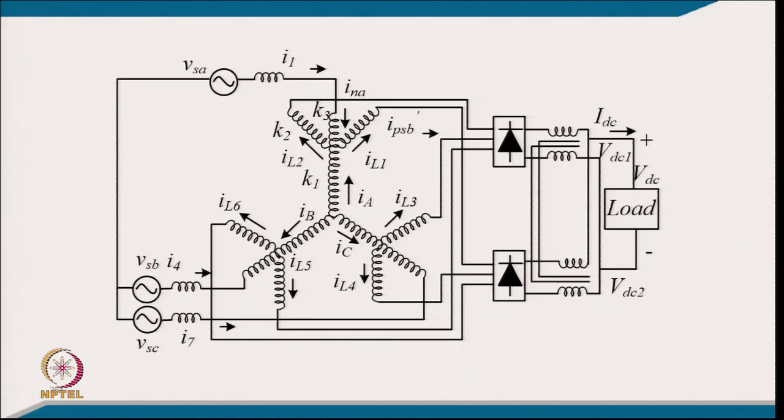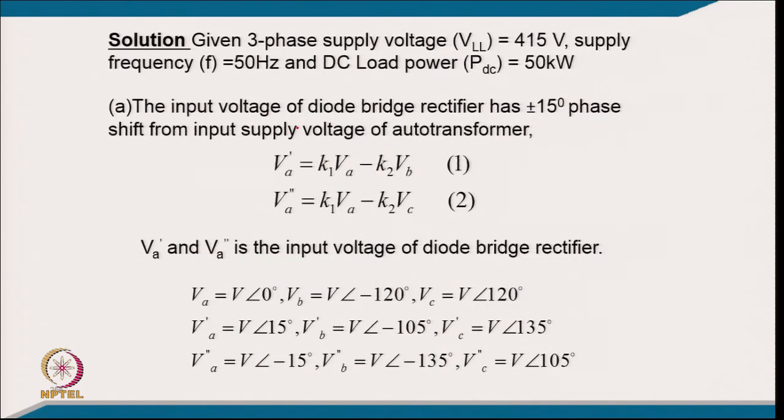So, this is typically the connection for getting a 12 pulse converter from the 3 phase supply, 2 phase shifted converters with the interphase transformer. We are able to get a phase shift of plus minus 15 degree, that is 30 degree phase shift here, and this is typically the relation: you have the 3 phase supply voltage 415 volt 50 hertz and a DC load power of 50 kilowatt, and the input diode bridge rectifiers have a plus minus 15 degree phase shift, which we discussed.